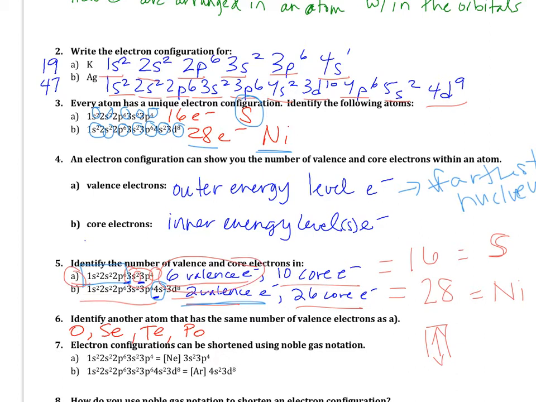So the elements O, Se, Te, and Po are all going to also have 6 valence electrons. If we notice, or what we will find, is that elements that are in the same column are going to have the same number of valence electrons.